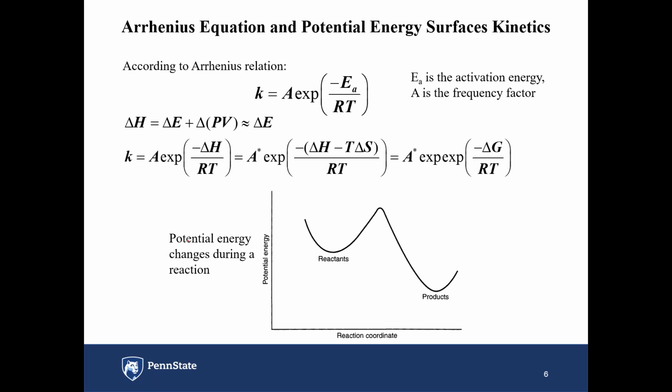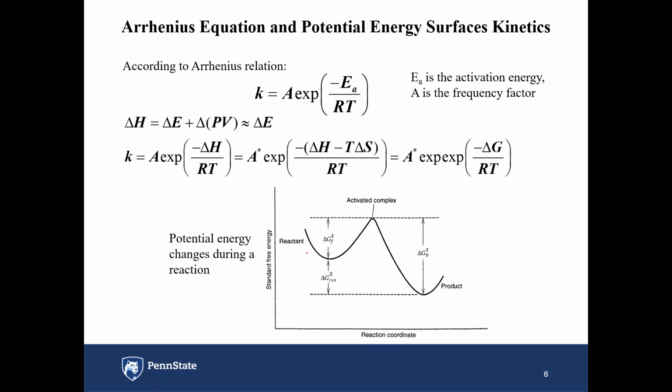So that means we have a potential energy change during a reaction, right? So we have a reaction coordinate, right? This is the reactant, this is the product, and this is their relative potential energy. It is typically like this. Between the reactant and the product, we have delta G here. And usually we will have an activated complex. This hump typically gives us a barrier to overcome, right?